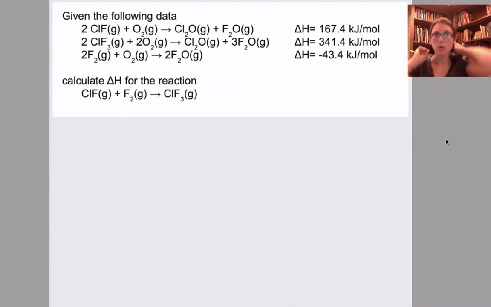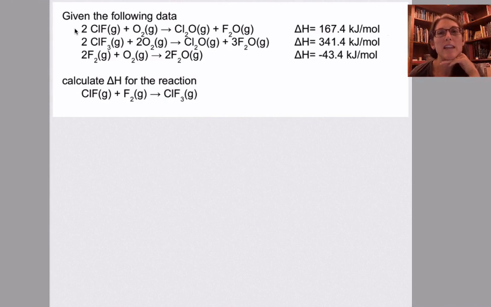Okay, so for this one, we have 3 equations that we are going to manipulate in order to allow us to calculate the heat of reaction for ClF as a gas plus F2 as a gas, forming ClF3 as a gas. When I look at this, I am going to note that I need to get 1 mole of ClF on the left side of my target equation. Looking up to the 3 equations that are above, I find ClF in the first topmost equation, but it has a coefficient of 2. It's on the right side, however, or on the proper side.